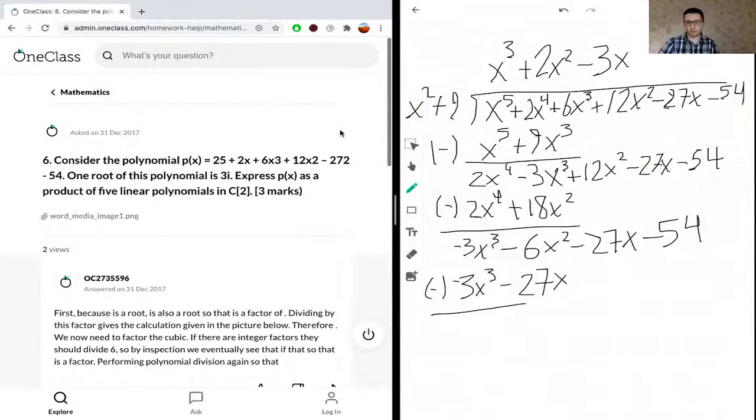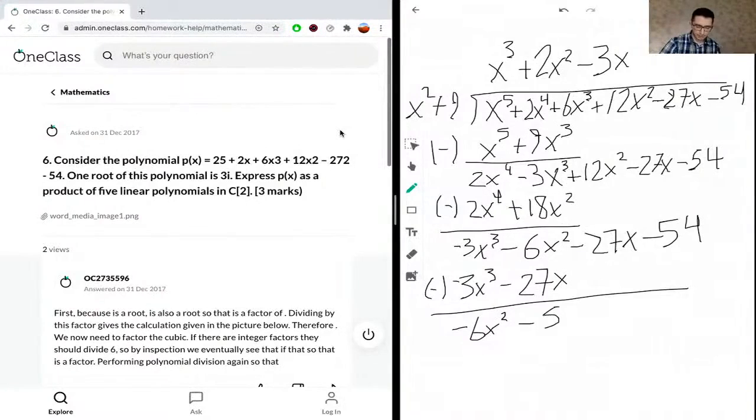And then we subtract the two functions. So we're left with 0. And then we also have the negative 6x squared. Then negative 27x minus negative 27x is also 0. And then we have 54.